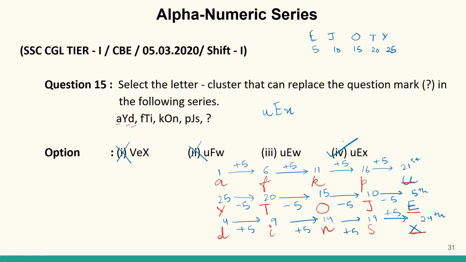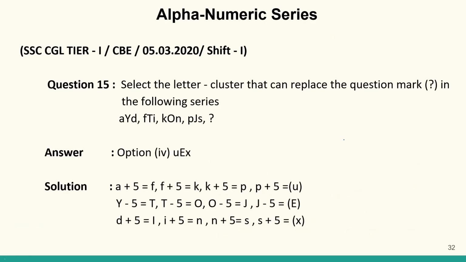So our answer will be option number 4, U, E, X. Okay, here you can see: increasing by 5, decreasing by 5, and increasing by 5. This is the logic that is being followed.